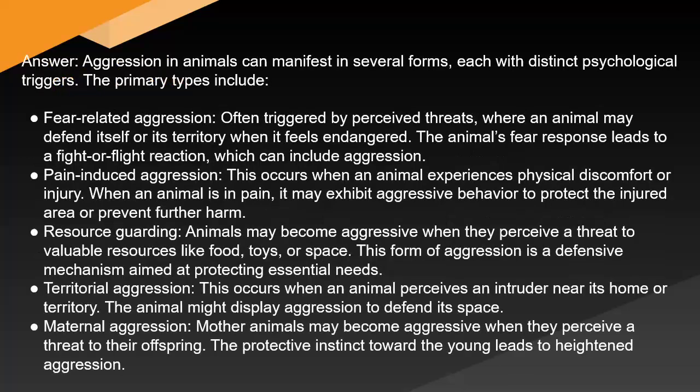Answer: aggression in animals can manifest in several forms, each with distinct psychological triggers. The primary types include fear-related aggression, often triggered by perceived threats where an animal may defend itself or its territory when it feels endangered. The animal's fear response leads to a fight or flight reaction, which can include aggression.